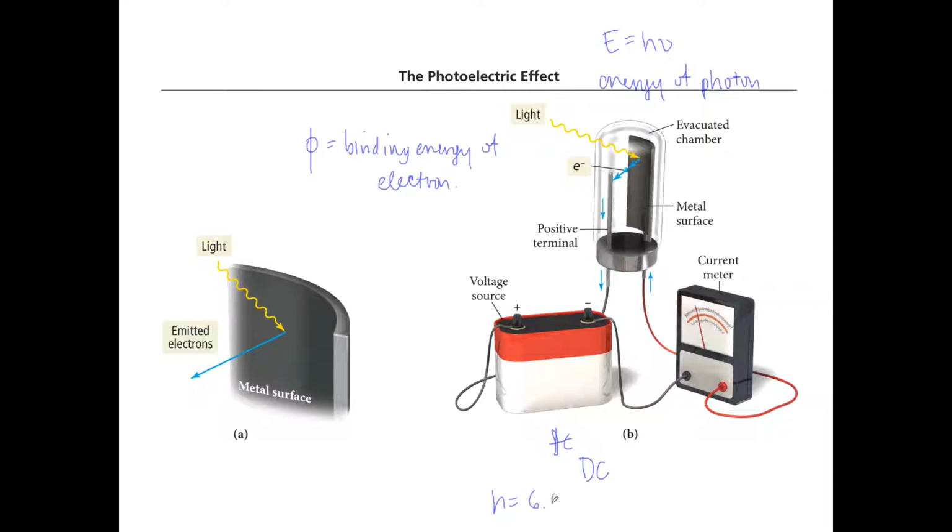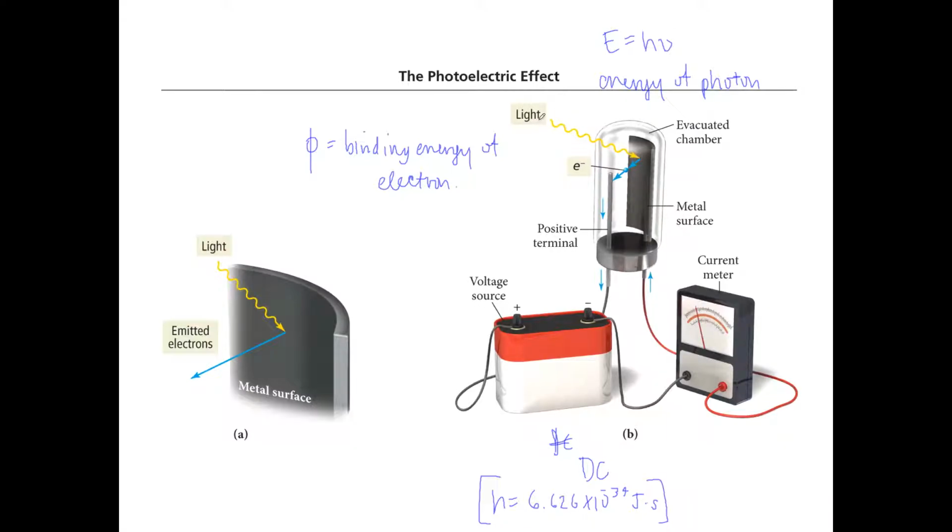h is equal to 6.626 times 10 to the minus 34 joule seconds. Okay, 6.626 times 10 to the minus 34 joule seconds, and that has to be given to you. You would never know that. You have to look in the front of your exam or your quiz to use that. Okay, so the energy of a photon is that number times the frequency of that photon.